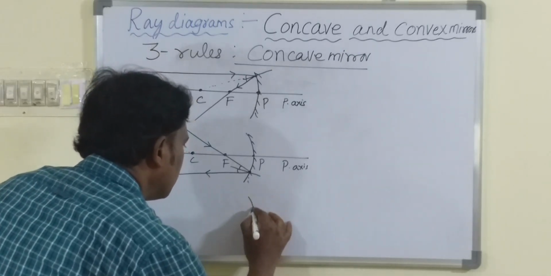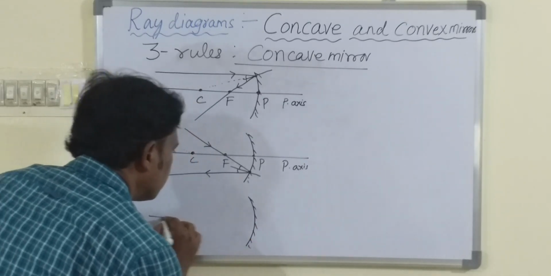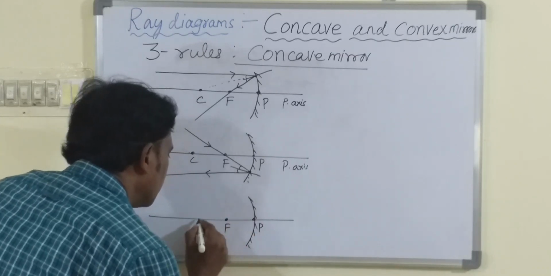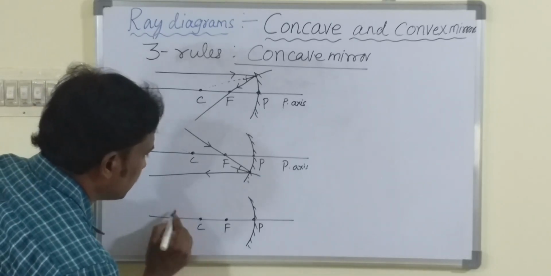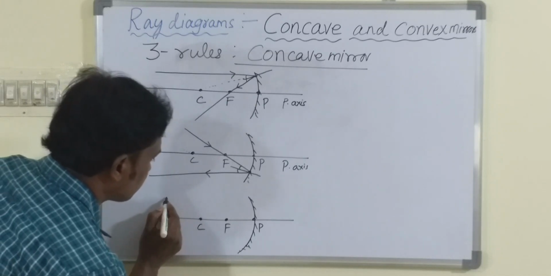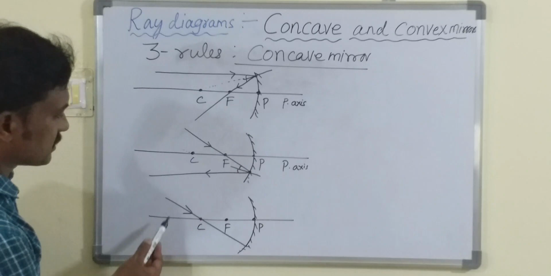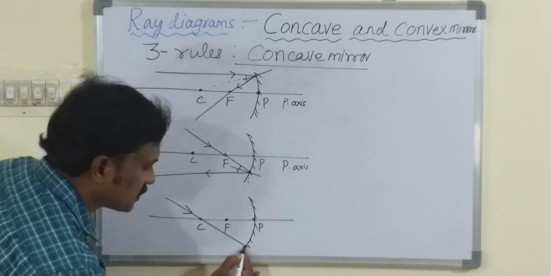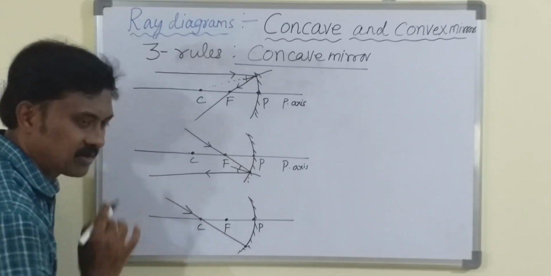Okay. Now coming to the third one. So this is the concave mirror. This is the pole. This is the focus. And this is the center of curvature. Now, if the light ray is incident such that it passes through the center of curvature like this. This is the incident light ray. The incident light ray is passing through the center of curvature. Now this is the point of incidence. Suppose if you draw the normal here, the normal will pass through the center of curvature only.